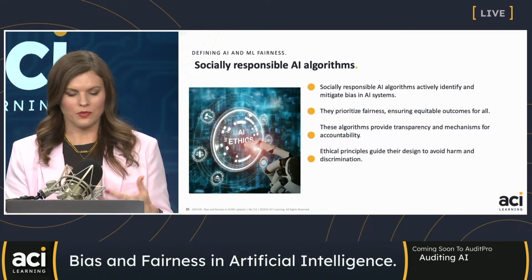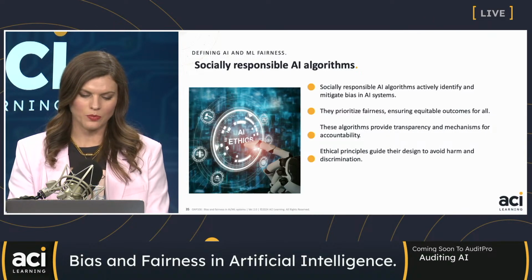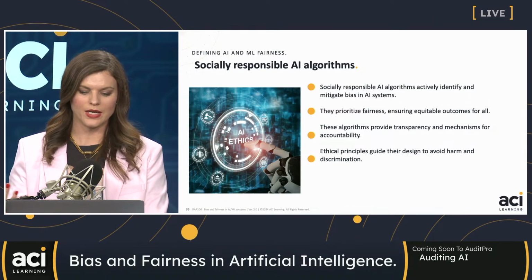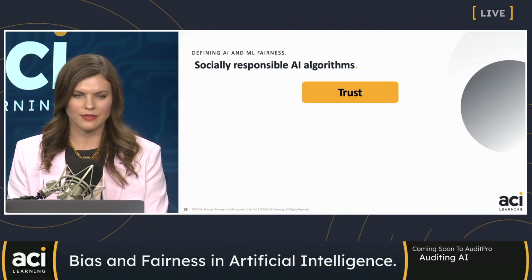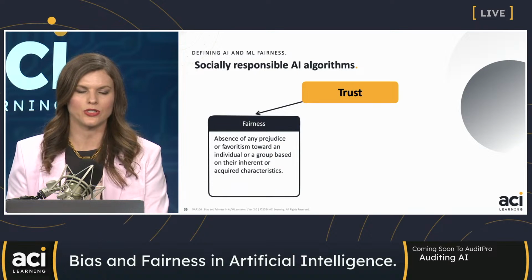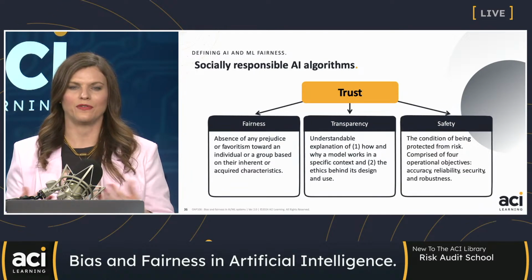And with that being said, we want to provide you all with an infographic that really helps you to consider some things when you're creating socially responsible AI algorithms. And so when we're looking at AI algorithms, we essentially want to be able to look at trust in those systems. And with that, you're going to have fairness, essentially.